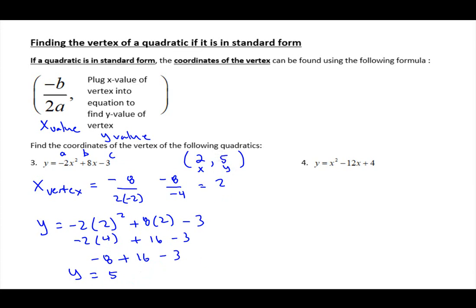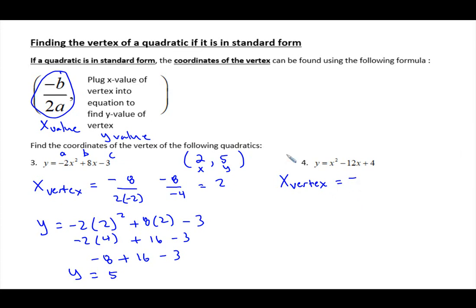So we know the coordinates of the vertex is (2, 5). Okay, I'll do another one over here. So we need to find the x value of the vertex. So we're using -b over 2a, right? So this equation right here.